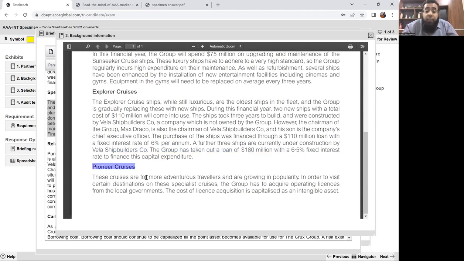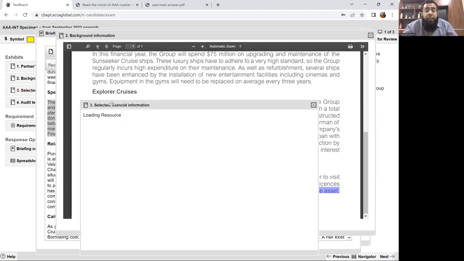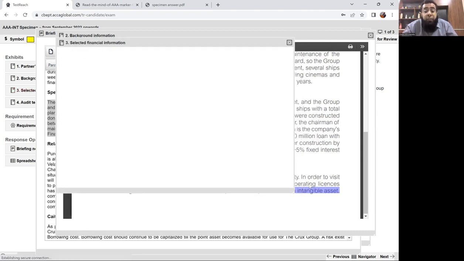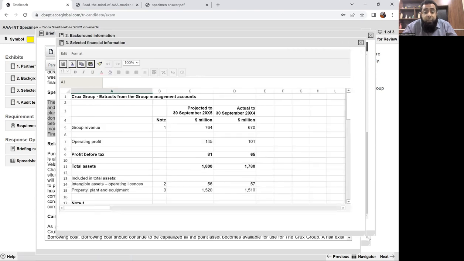Then Pioneer cruises. These cruises are for more adventurous travelers and are growing in popularity. In order to visit certain destinations on these specialist cruises, the group has to acquire operating licenses from local governments. The cost of license acquisition is capitalized as an intangible asset. It's okay. It's the right treatment. Okay, let's read further. Now there is selected financial information. Let's look at it.